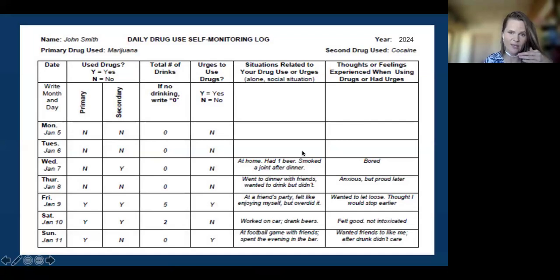A somewhat more complex model, and I'd say this is the better one because it helps people articulate the links between the triggers and the urges. So you're looking at: did you use, how much did you use, categorize the urges, what are the situations, and then separately, what are the thoughts and feelings. This is a really important foundation for all of the more advanced interventions for urge management: the patient understanding what are the things that make them vulnerable and how do those things coalesce from trigger to the actual behavior of use.